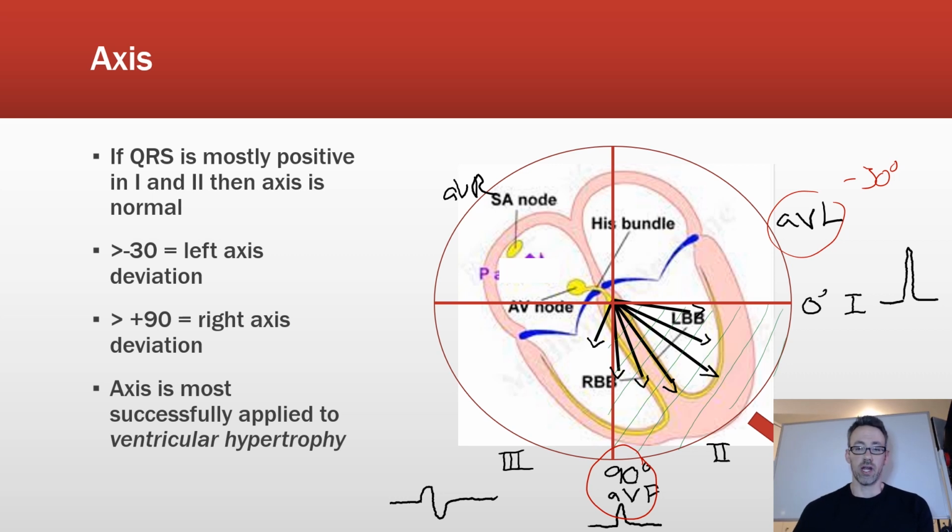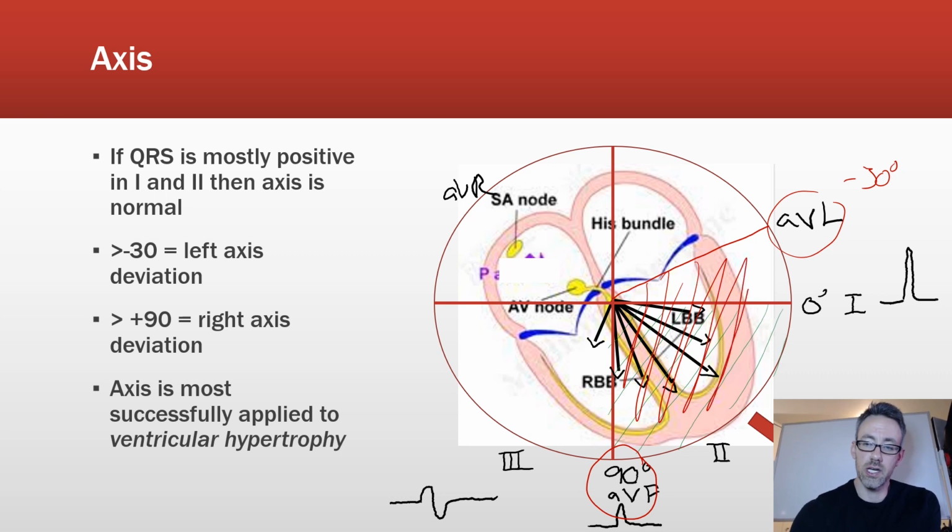So that's the range. I can actually draw a line here just to illustrate the point. So that's the range here, this entire shaded area that I'm shading for you right here. So if the mean electrical axis falls between 90 and negative 30, this is still considered a normal axis. However, if it goes more than negative 30, like negative 35 or something, that's left axis deviation, because it's pointing more leftward.